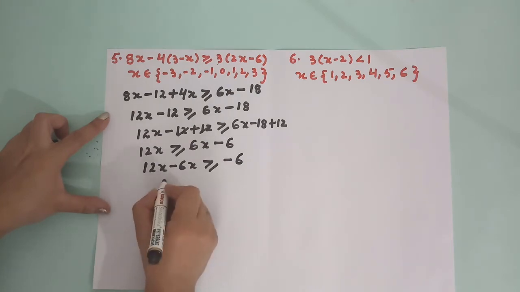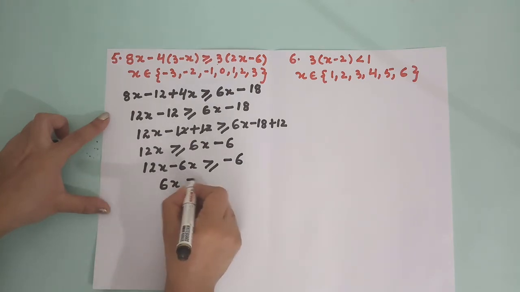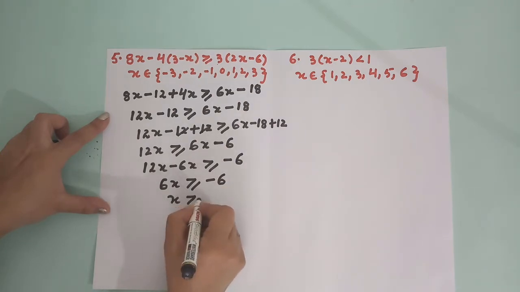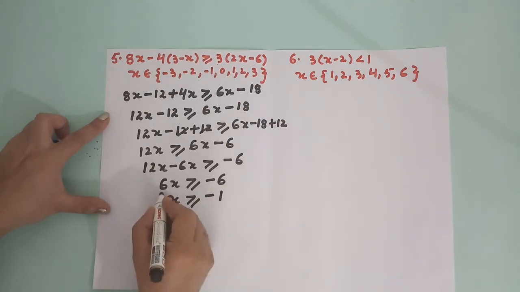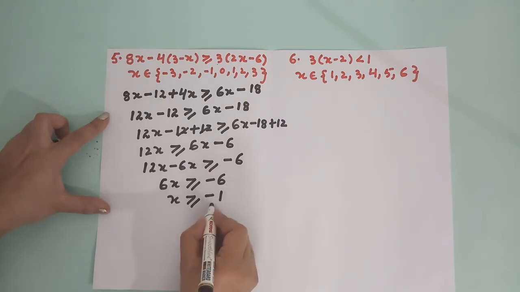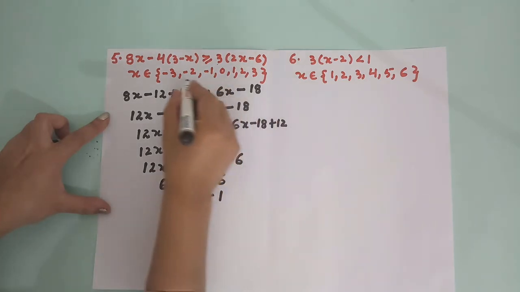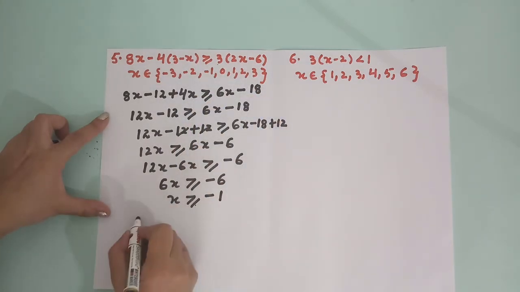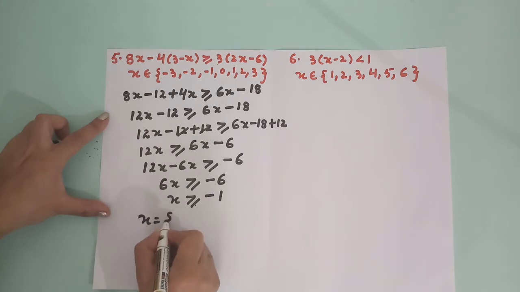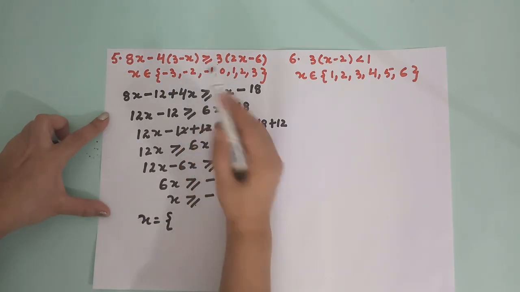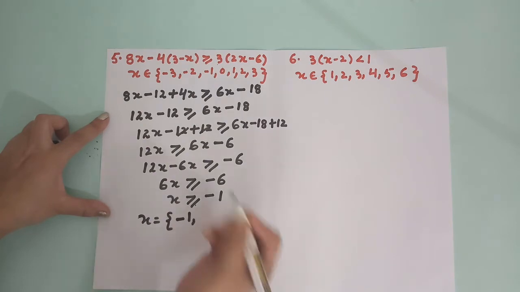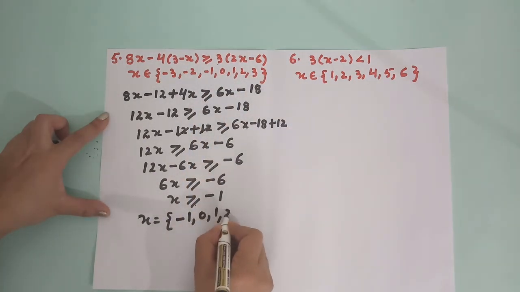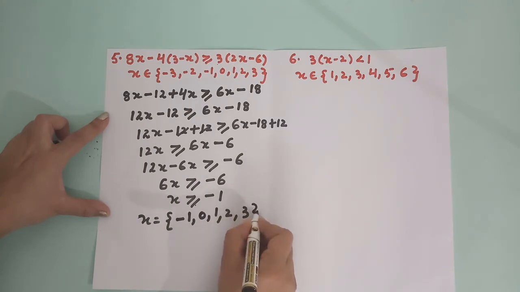12x minus 6x becomes 6x, which is greater than or equal to minus 6. So x is greater than or equal to minus 1. If you divide minus 6 by 6, you will get minus 1. Let's go to our replacement set. The equality sign is also there, so my solution set will include this minus 1 also, and then all the numbers which are greater than minus 1: 0, 1, 2 and 3.